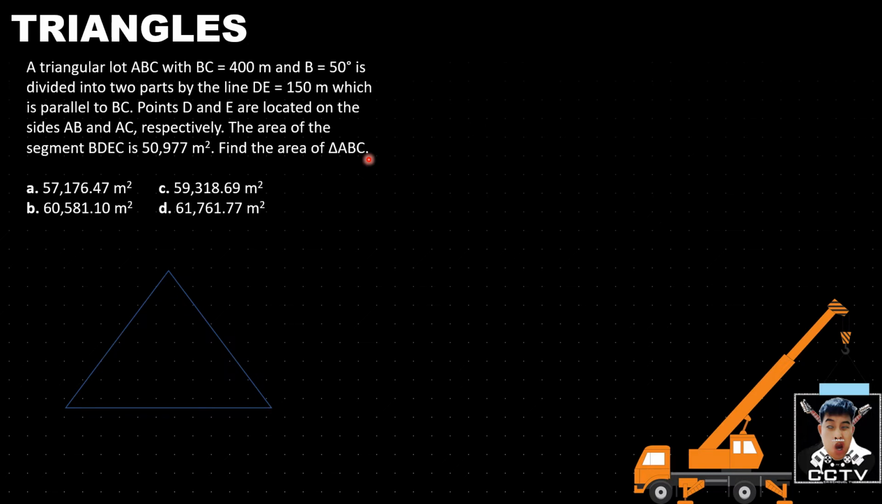Mayroon tayong triangle, which is ABC nga, ABC. And that is, yung sabi dito, BC, 400 meters. And the angle is 50 degrees. Sabi dito, divided into two parts by the line DE, which is 150 meter. Parallel siya dito sa BC.